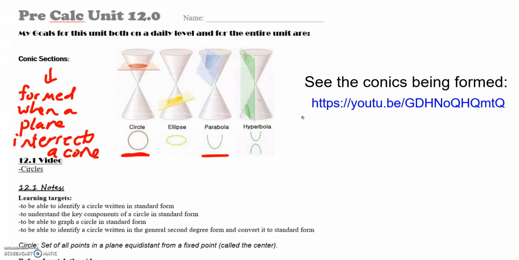And if you're interested, I found this link on YouTube that I'll put in this video, also on Schoology and also in every video to come. This link shows you where these conic sections come from in a 3D manner and also on a coordinate plane.